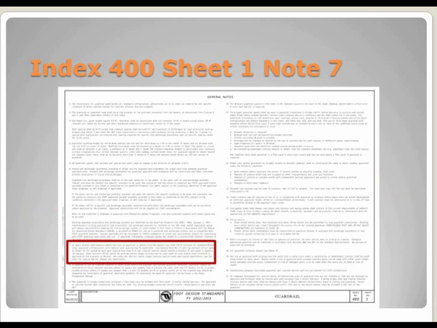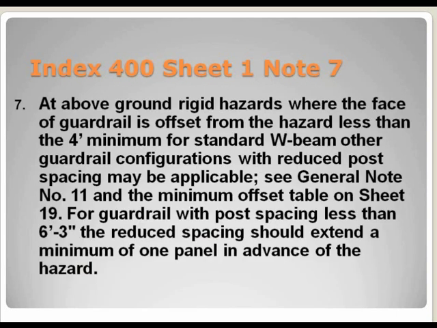Index 400, Sheet 1, Note 7. There was an English to metric and then metric back to English conversion that caused a little bit of an error, and then that was updated. It was for offsets from Thri-beam with a post spacing of 6'3", and it now reads 3 foot 4 inches rather than 3 foot 3 inches. This is more to clarify the changes.